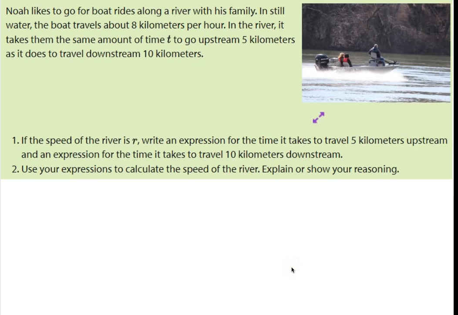I want to go over that problem about Noah riding in the boat along the river that was in the book. So it says Noah likes to go for a boat ride along a river with his family. In still water, the boat travels about 8 kilometers per hour.